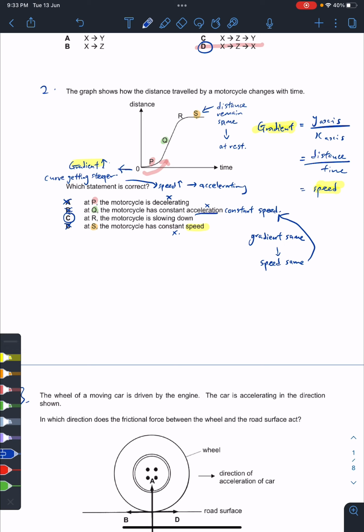Because look at your R. Let me use another color, purple. At R, we can see that the gradient is decreasing. How do you know the gradient is decreasing? Because the curve is getting gentler, or less steep. Less steep means speed is decreasing. That means we call this deceleration, or slowing down. Hence the answer is C. Cool.